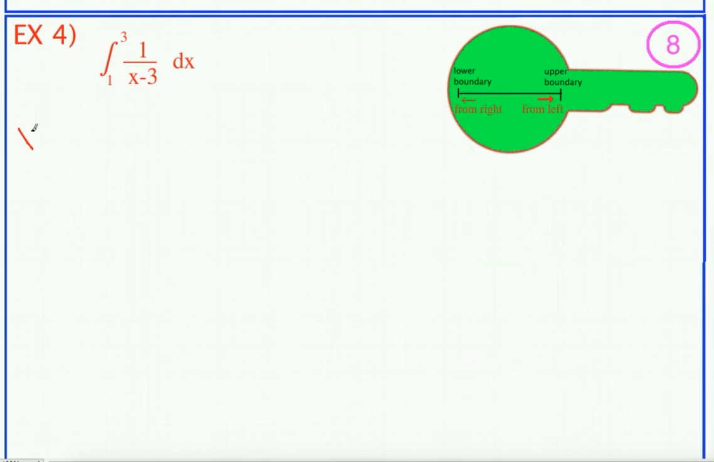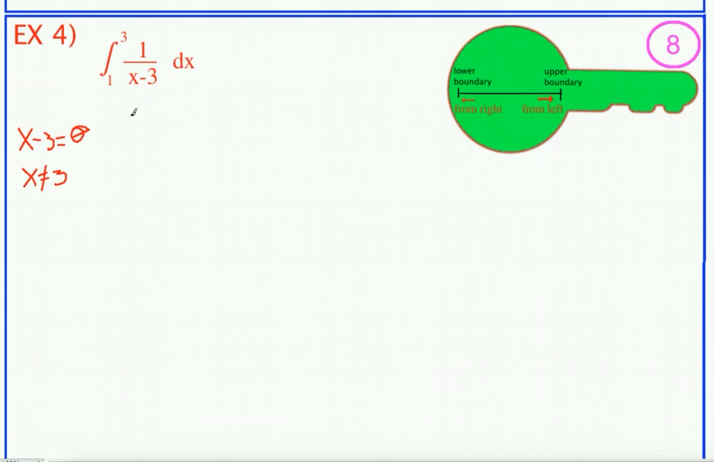x minus 3 equals to 0 if we solve for x. So 3 is the value that the function cannot get at denominator. So we have vertical asymptote at x equals to 3. So 3 is our upper boundary. So this is type 2 improper integral and our case 1.